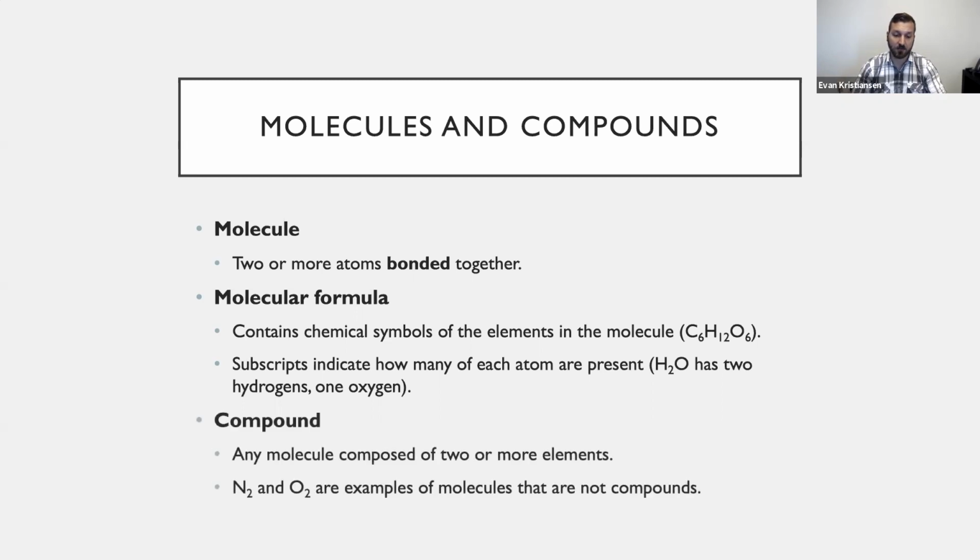A compound is any molecule that's composed of 2 or more elements. So nitrogen gas, N2, would be a molecule, but not a compound. It is correct to refer to C6H12O6 as a molecule, but it is slightly more specific to refer to it as a compound.